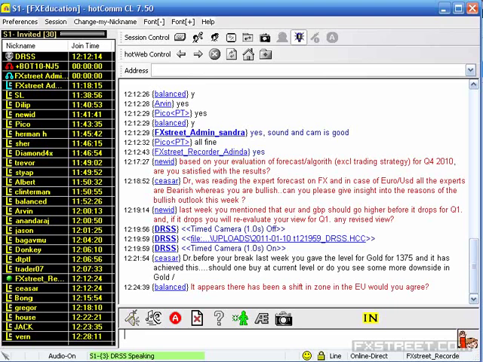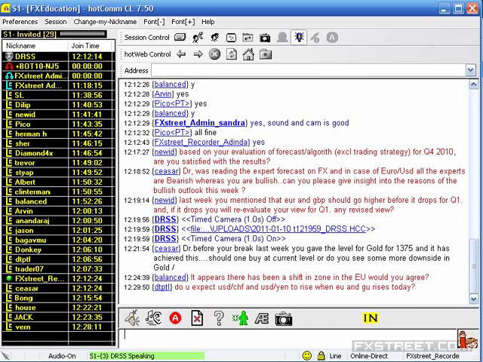Last week you mentioned that euro and GBP should go higher before the drop in Q1. And if they drop, will you reevaluate your view on Q1 and revise the view? No, they are expected to rise again. Now it is the start of the year and this is the second week. So we have to see how far they are making the moves in the month of January. Then probably I can review. Before that, I'll not be able to change the view now.